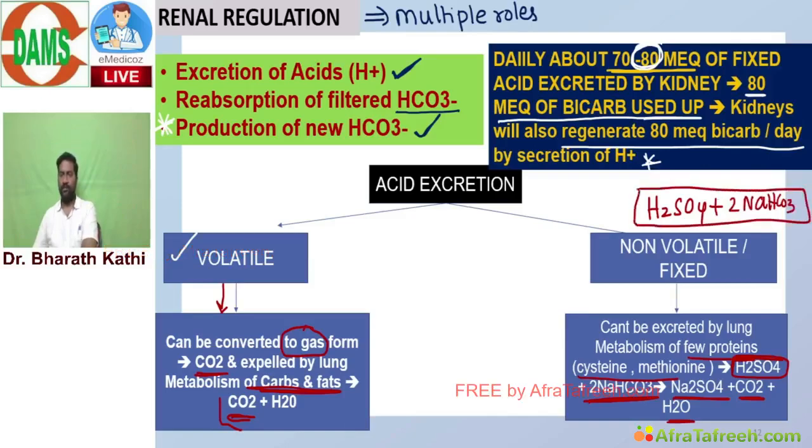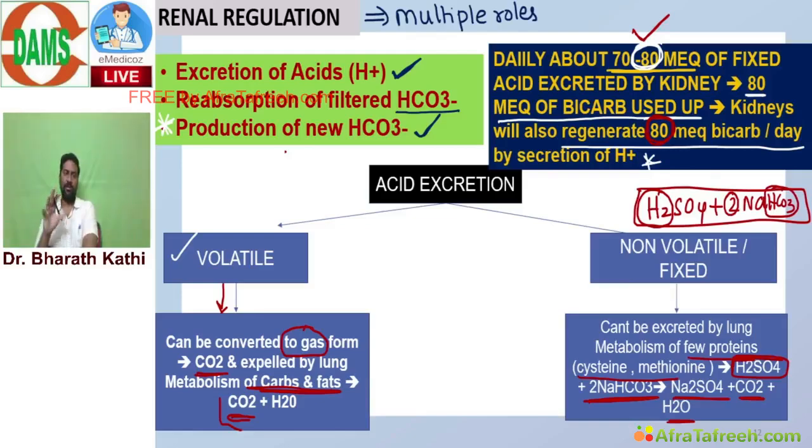Like this, about 80 milliequivalents of fixed acid is excreted by the kidney, and for this 80 milliequivalents of fixed acid, 80 milliequivalents of bicarbonate per day. Now you can see here there are 2 H plus getting out eventually. For this, 2 bicarbonate will be used up by your kidney. All this bicarbonate consumed as a part of excreting this fixed acid will also be produced by your kidney.